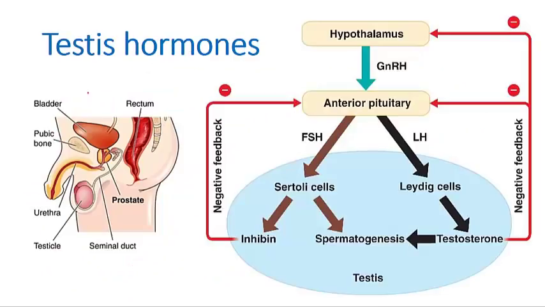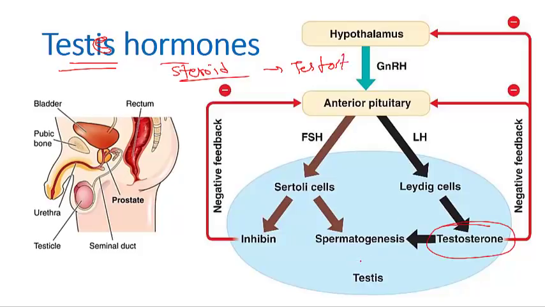Now if you go to the testis, which is another type of gland, the hormones secreted here are also known as the sex hormones of male, and these are also steroid hormones, and in this case they produce the hormone testosterone. Along with that they also produce inhibin, just like the ovary. Inhibin is a peptide hormone that is also secreted by the testis.